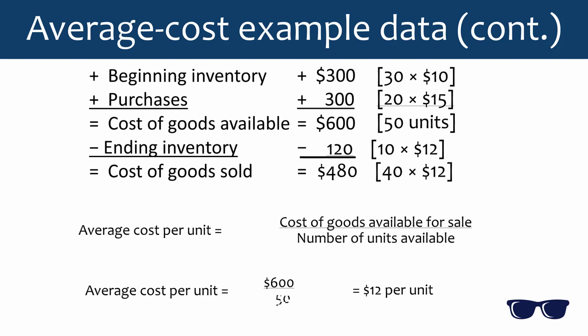We can calculate cost of goods sold two ways. One is to take the cost of goods available of $600 and subtract ending inventory of $120 to arrive at cost of goods sold. We can also take the 40 units that were sold and multiply by the $12 average cost to get the $480. So that concludes our example of the average cost method.